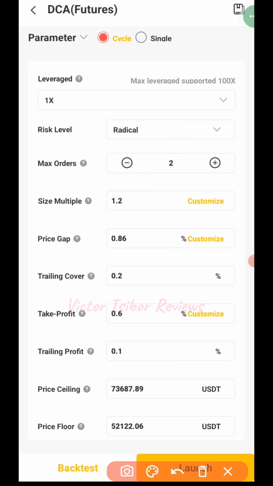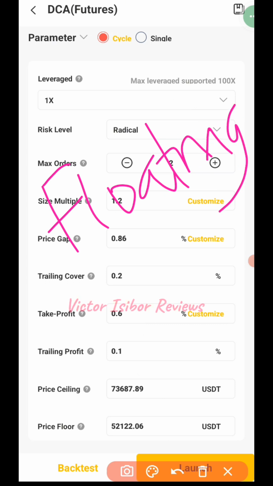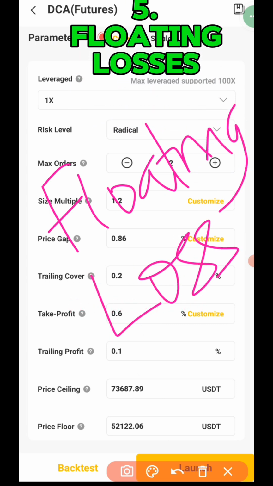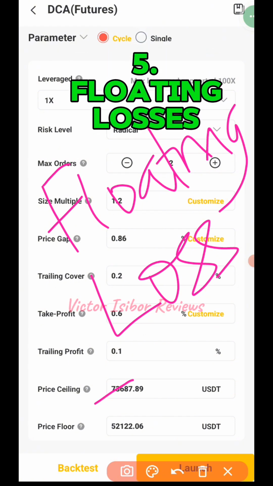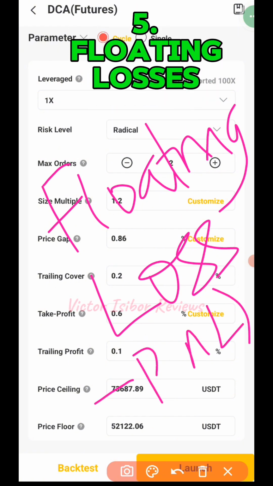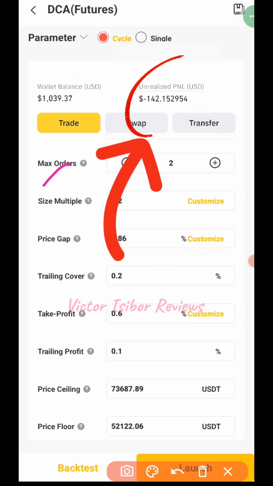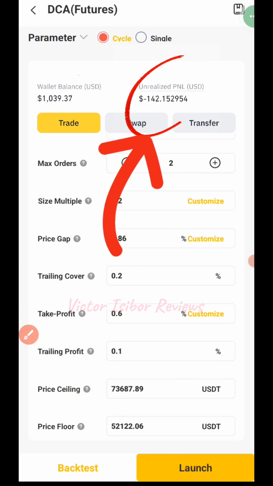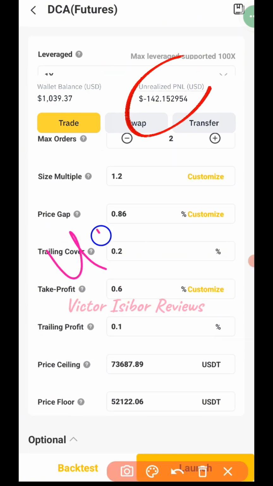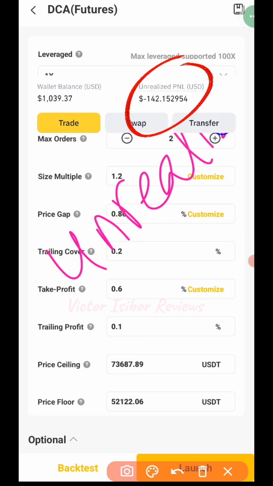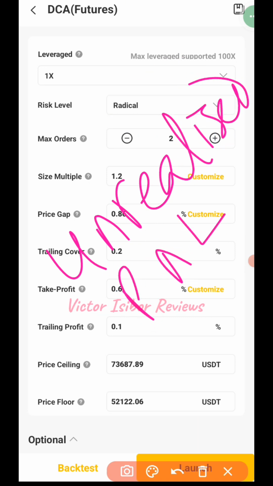All right. After that, the next one that we want to talk about is floating loss. When people go to their Binance back office, the futures trade back office, they will see something like negative PNL. They call it unrealized. You will see a name like this, unrealized PNL, in your Binance back office. Okay, unrealized. Now let's talk about that.